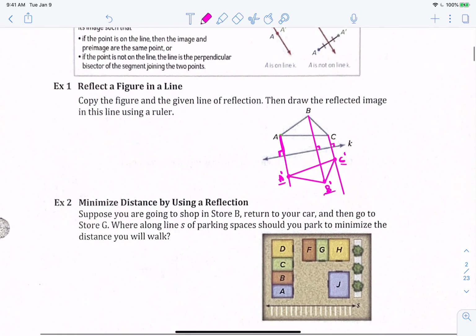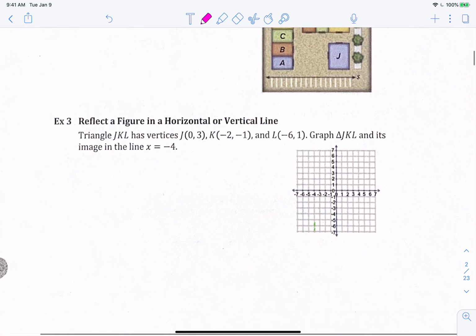Wait. Let's skip example 2. We're going to go on to example 3. I drew a square. Well, we'll just skip it.